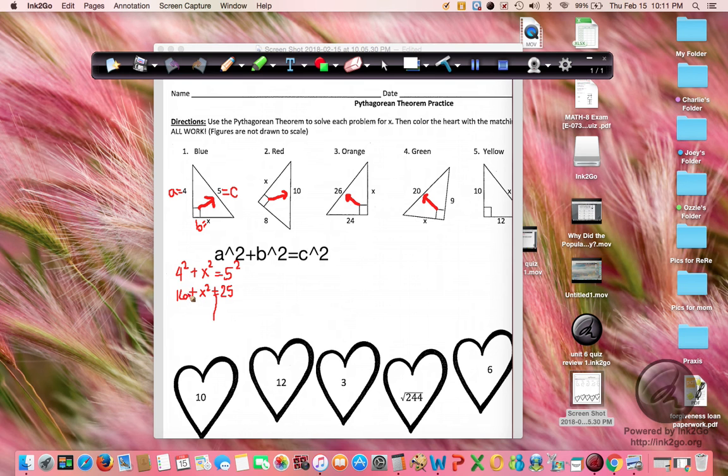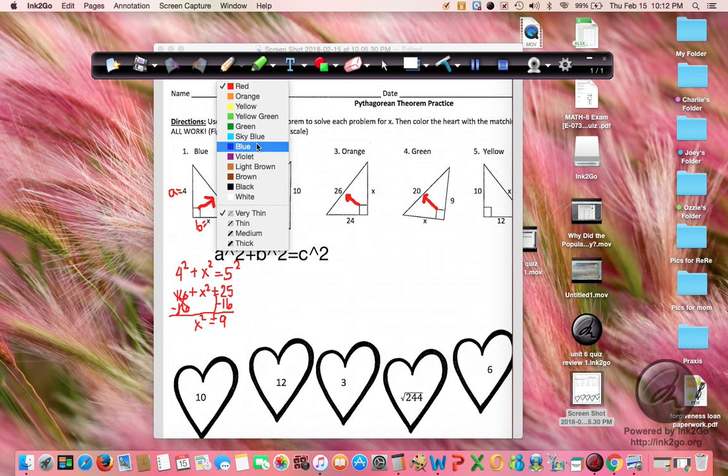How do you get rid of this positive 16? What's the opposite of positive? A negative, yep. So 16 minus 16, that's 0. Now we have x squared by itself. But wait a second. If we took 16 from the left side, what do we have to do with this right side? You got it. We have to take 16 from here to keep everything balanced. Otherwise, this side is not equal to this side. So if we say 25 minus 16, we get 9.